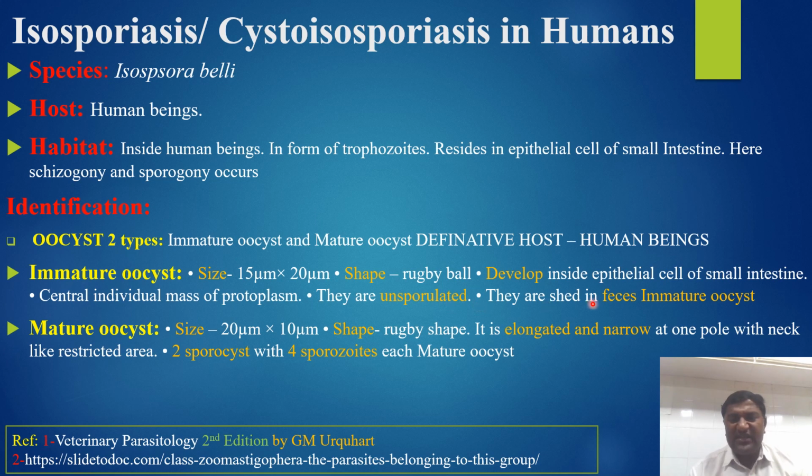They are shed in the feces, unlike the mature oocyst. The mature oocyst is 20 micrometers by 10 micrometers in size, and the shape is also ovoid, elongated and narrow at one pole with a neck-like restricted area, and it has two sporocysts with four sporozoites in each mature oocyst.